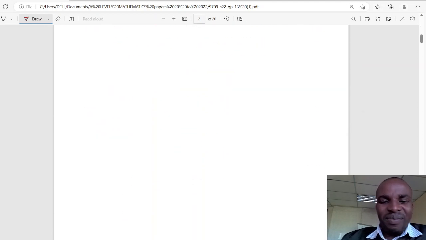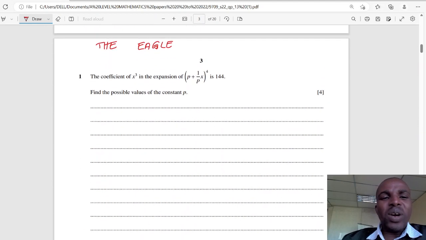Question number 1. The coefficient of x to the power 3 in the expansion of that one is 144. Find the possible values of the constant p. Right, to find constant p in this case, we're being told that the coefficient of x to the power 3 is 144. So what you just have to do is to find the coefficient of x to the power 3.